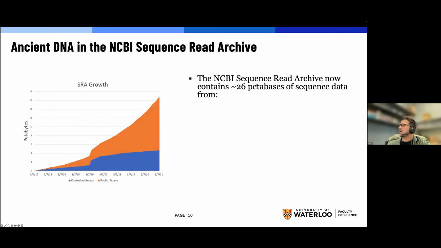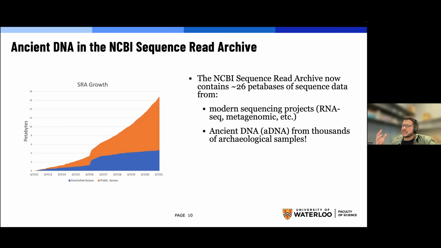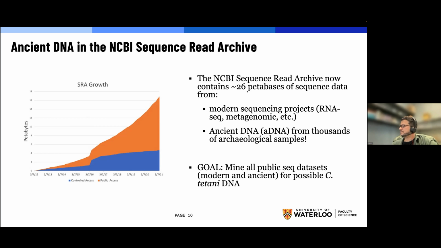And the NCBI SRA contains an enormous amount of data. This is probably a little bit out of date now, but at the time of our analysis, it was 26 petabytes of sequencing data. And like I said, from any type of sequencing project, and one of the exciting things is that there's a lot of data in the SRA from these ancient DNA or archaeological sequencing projects. And so that allows us to actually do broad bioinformatic surveys of ancient DNA.